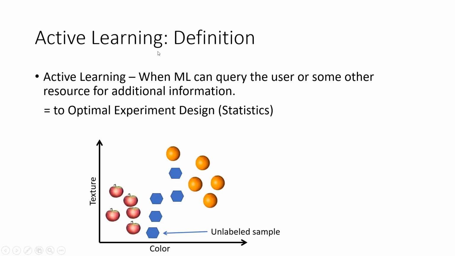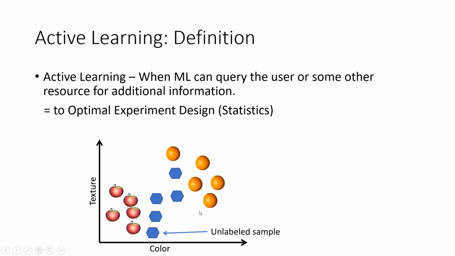Let's see. All right, so an example is shown here where, let's say we have some apples and oranges, and we know that these are apples and we know that these are oranges, but we don't know what these fruits are. And we've plotted them on this axis of texture versus color, just some arbitrary two axes.